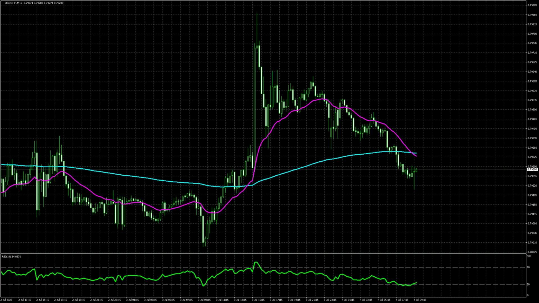What's next for the US dollar versus the Swiss franc? If you're watching the USDCHF pair, the recent price action is sending some very clear signals. Let's break down the 4-hour chart to see what the technicals are telling us.